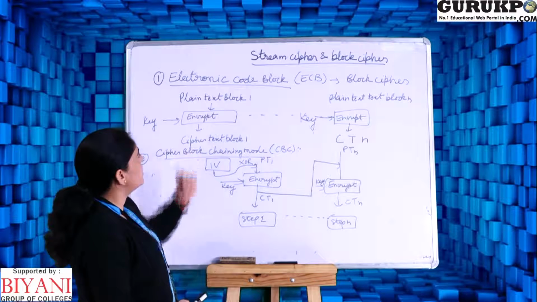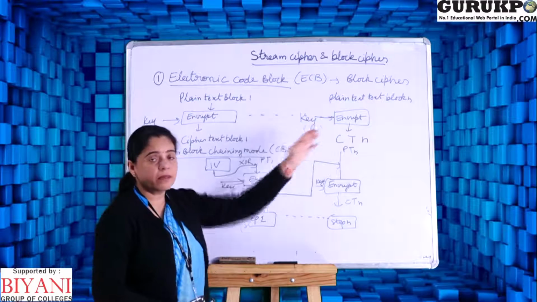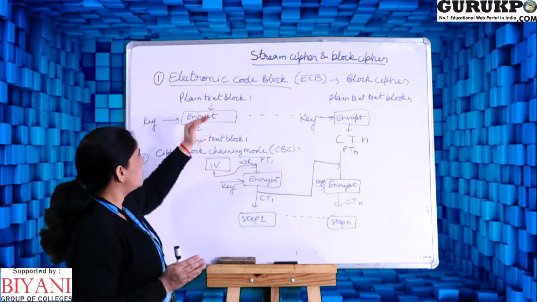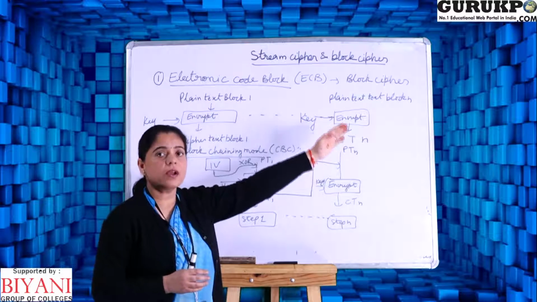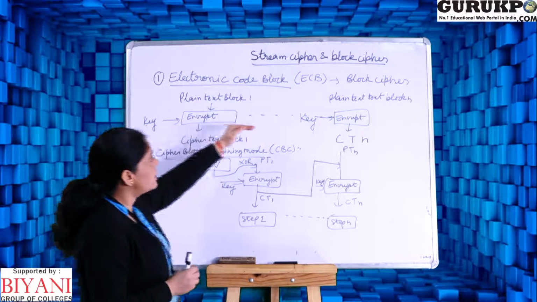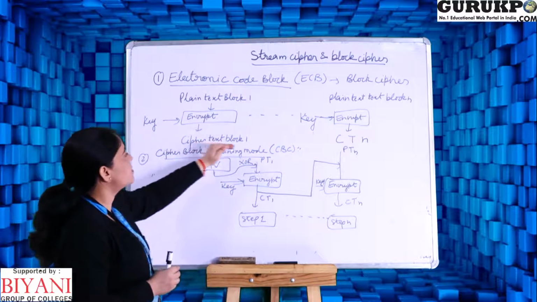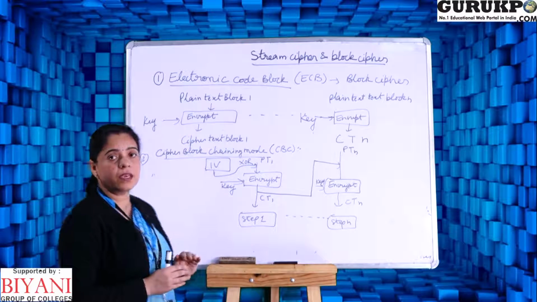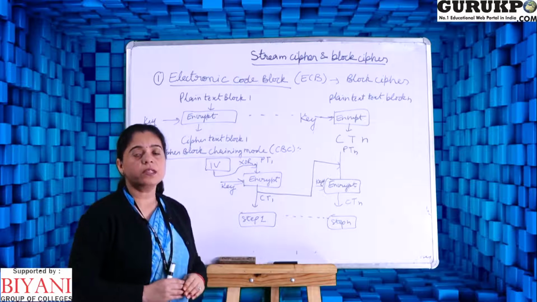So what will happen in the electronic code book? Here is a plain text block 1 and the plain text block n. We will divide the plain text into 64 bit blocks, and each block size is 64 bit. So we will encrypt the plain text block 1 with the key, and the same way the plain text block n will also be encrypted with the same key, and the cipher text block will be generated. So what we are doing in this is that the same key will be used for the encryption of the plain text, and the cipher text block will be generated.